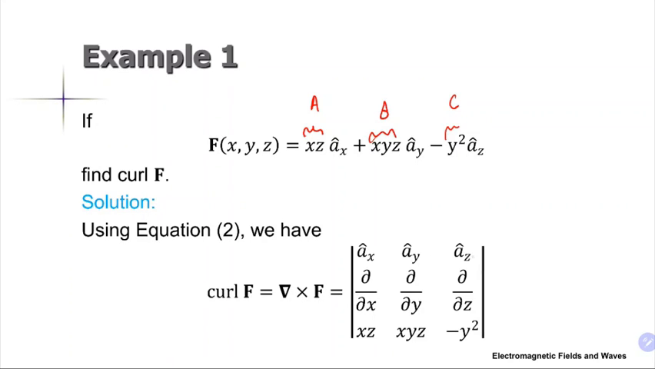Top row is the unit vectors. Second row is my partial derivatives. And then the third row will be my functions a, b, c. Okay? And then the rest will be just solving this 3x3 determinant. So that will be purely maths, something you learn in matrices.